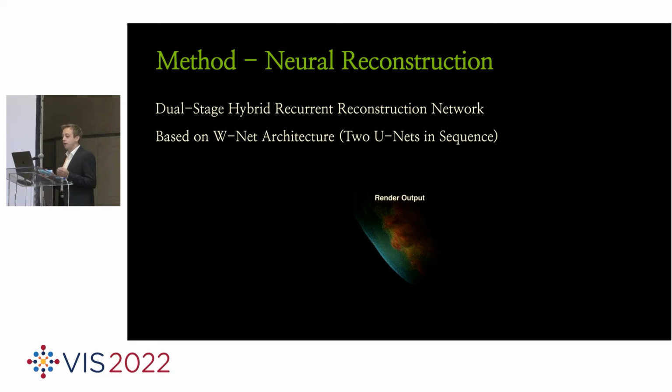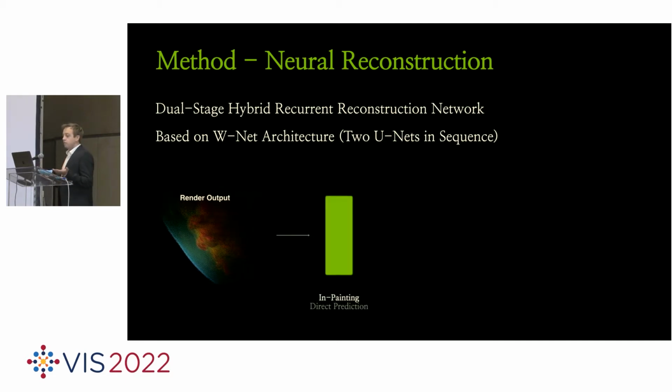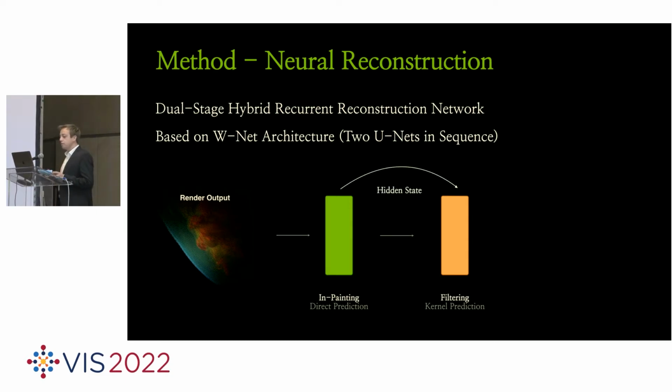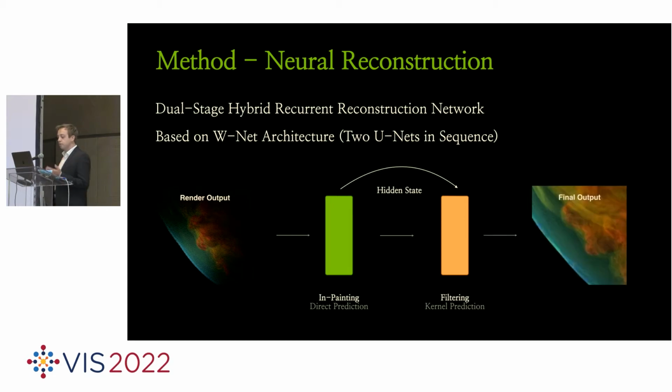In our design, we pass the sparsely rendered image through these two stages, with each UNet fulfilling a specific purpose. The first stage is a direct prediction stage, trained to in-paint or reconstruct the missing pixels in the input image. The second stage is a kernel prediction network that refines the output of the first stage using predicted pixel-wise convolutions. We derive the data for these convolutions from the hidden state of the first network, so that first network really serves two discrete purposes. After applying the pixel filters, we end up with the final output image here on the right.